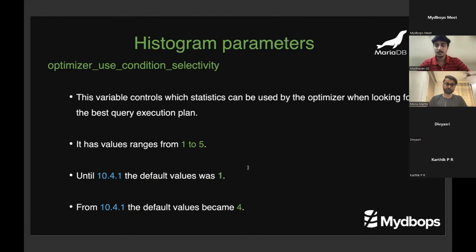If it is 1, then it considers the selectivity of range predicates. If it is 2, then the selectivity of index predicates of all range indexes. If it is 3, it will not use histograms. If it is 4, then it will use histograms. So it tells the optimizer which type of stats it can use to give us the best query execution plan.